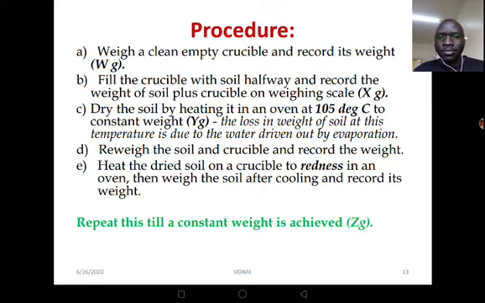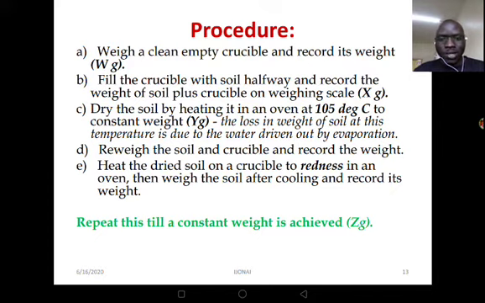Then after heating until the weight is constant, you record that weight, maybe Y grams. So the loss in weight of the soil at this temperature is due to the water driven out by evaporation. So in case you realize that Y is less than X, Y grams are less than X grams, the difference there is because of the water which has been evaporated after heating.